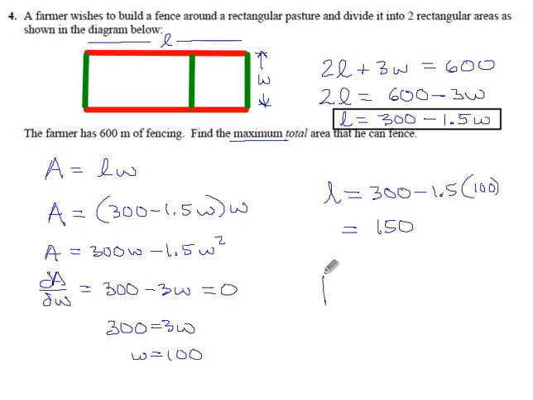So according to math, this pen should be 150 by 100. That would give us 15,000 square meters of area, which we claim is the best you could possibly do. And for material, it uses 150 plus another 150 is 300, and then 400, 500, 600. Perfect.